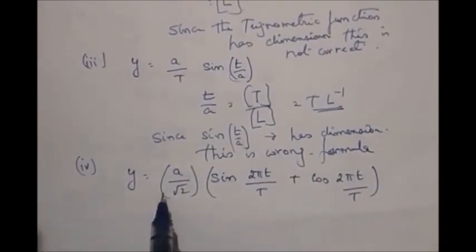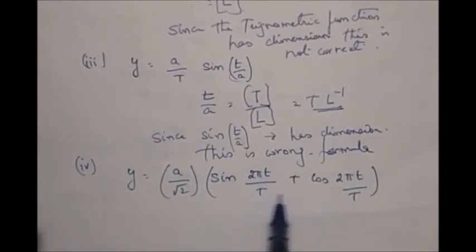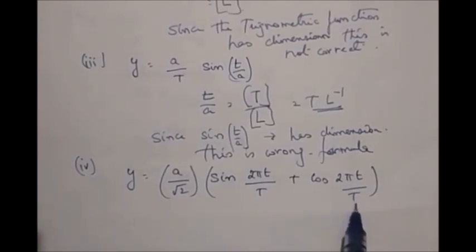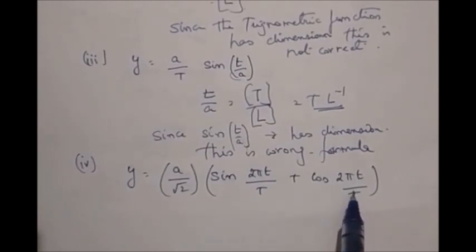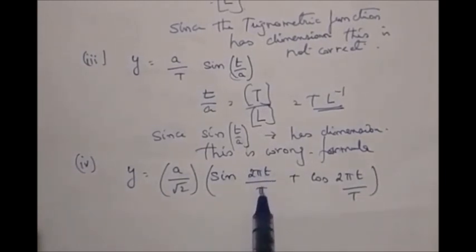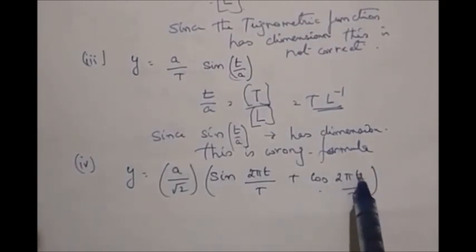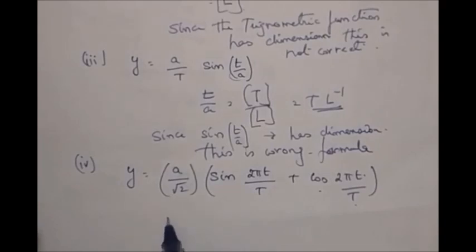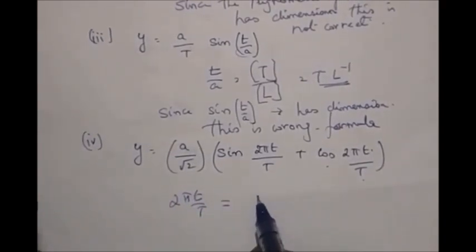Y is equal to a upon under root 2 sine 2 pi small t upon capital T plus cos 2 pi small t upon capital T. This looks to be a very big expression. Don't be afraid, it is not so difficult. We will knock it down one by one. If you take 2 pi small t upon capital T, this is a dimensionless quantity, and this is also a dimensionless quantity.